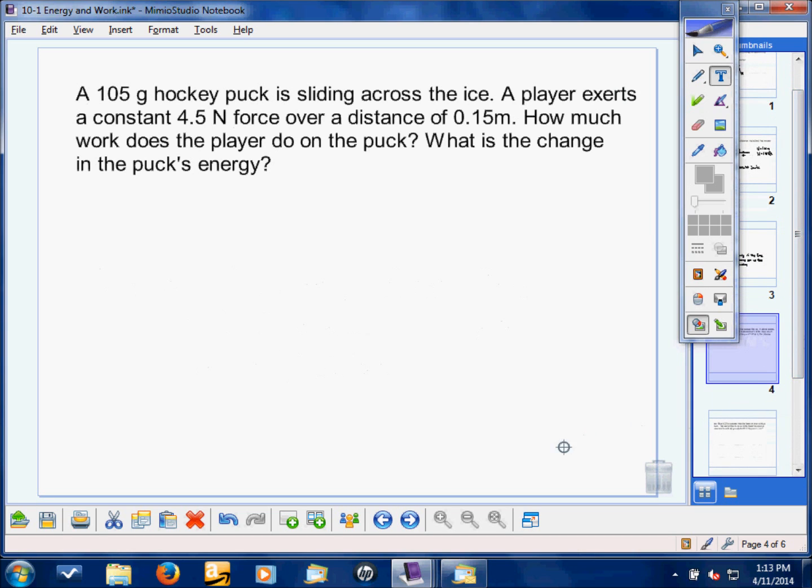So here's an example problem. Okay, so let's get this written into your notes. A 105-gram hockey puck is sliding across the ice. The player exerts a constant 4.5 Newton force over a distance of 0.15 meters. How much work does the player do on the puck? And what is the change in the puck's energy?